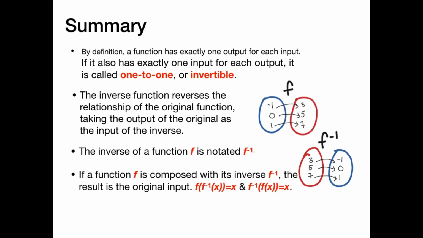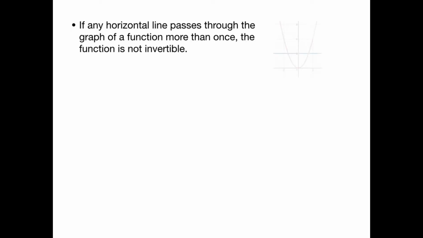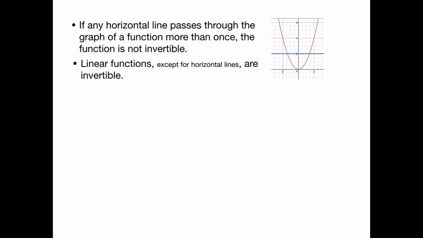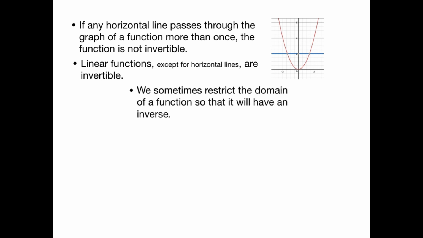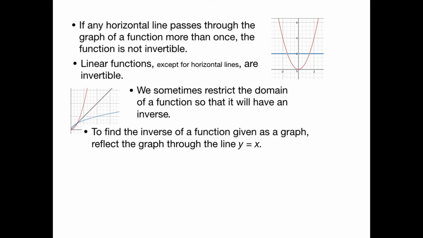If a function is composed with its inverse, the result is the original input. The horizontal line test says that if a horizontal line passes through the graph of a function more than once, the function's not invertible. Linear functions, except for horizontal lines, are invertible. And we sometimes restrict the domain of a function so that it will have an inverse.